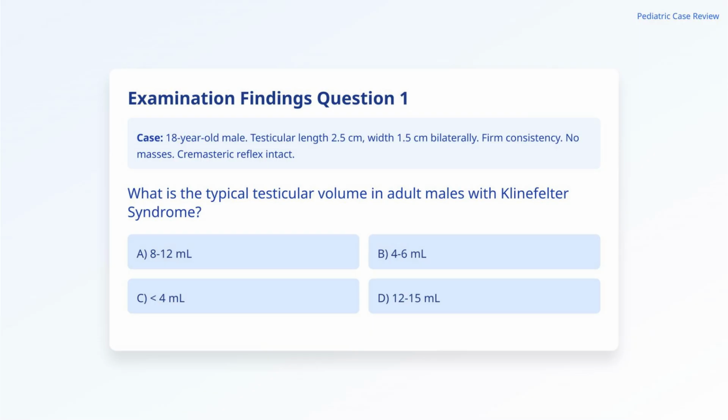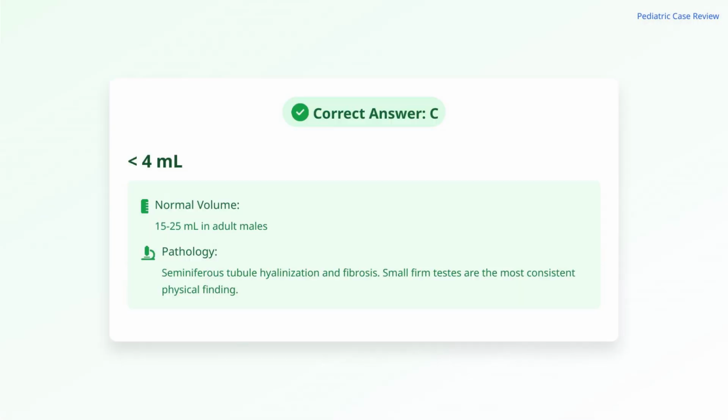Question: what is the typical testicular volume in adult males with Klinefelter syndrome? Option A, 8 to 12 milliliters. Option B, 4 to 6 milliliters. Option C, less than 4 milliliters. Option D, 12 to 15 milliliters. The correct answer is C, less than 4 milliliters.